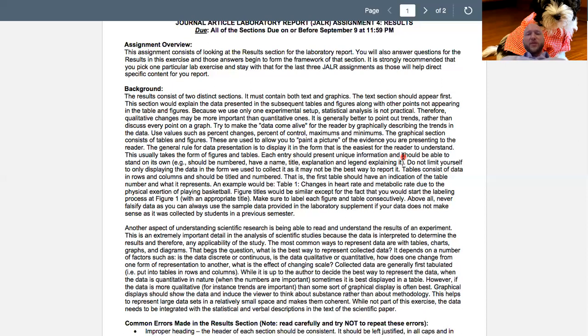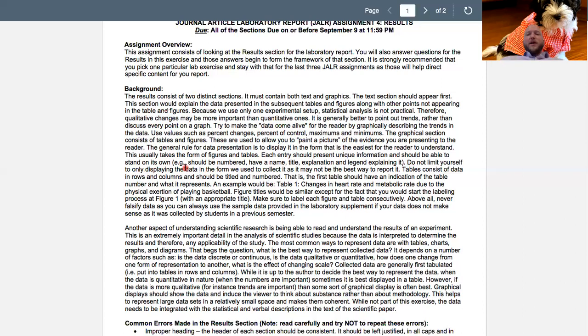Histograms might be the best way. Figure out what the best way to display your data is. Easiest for the reader to understand. This usually takes the form of figures and tables. Each entry should present unique information and should be able to stand on its own.